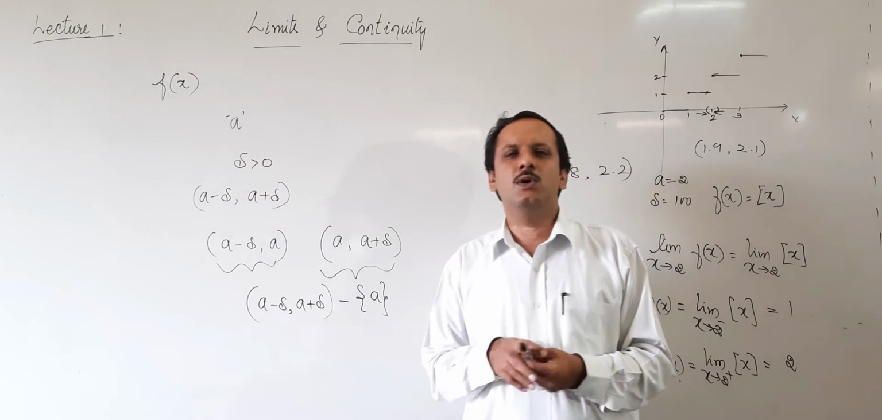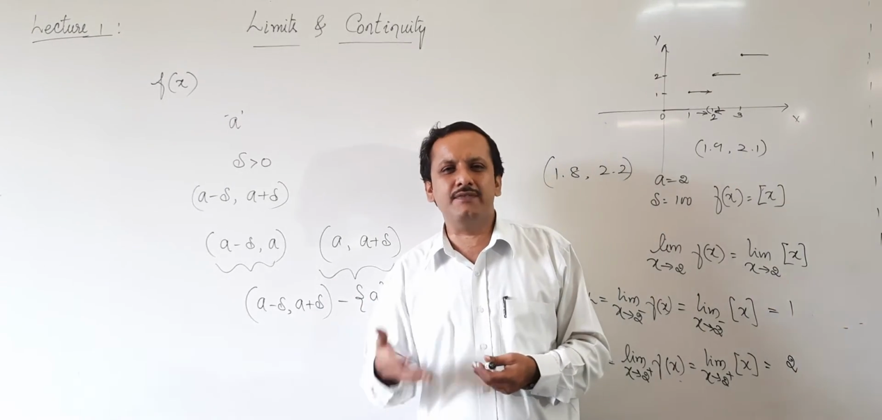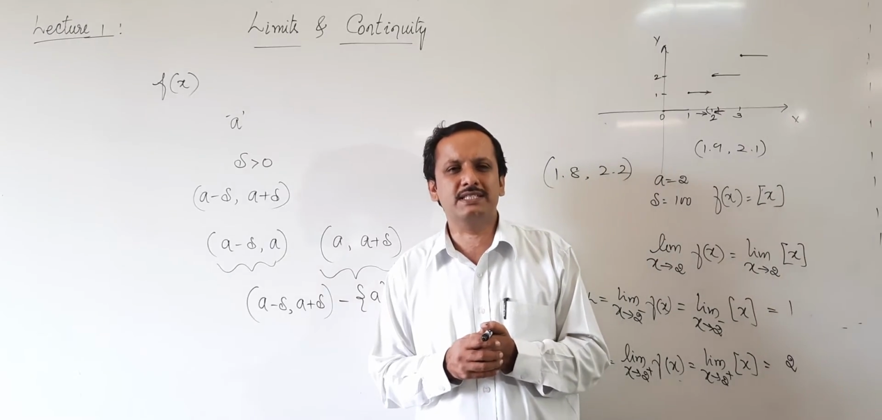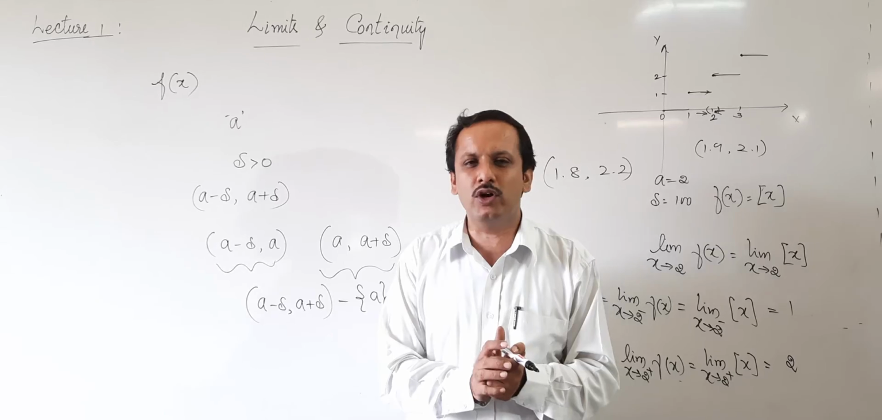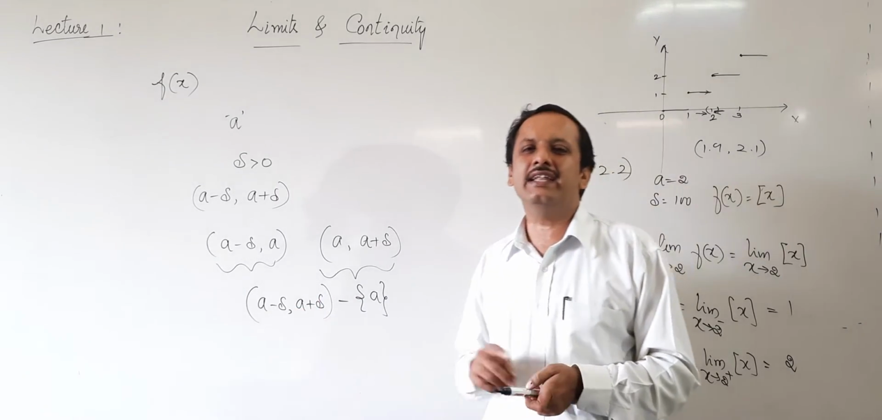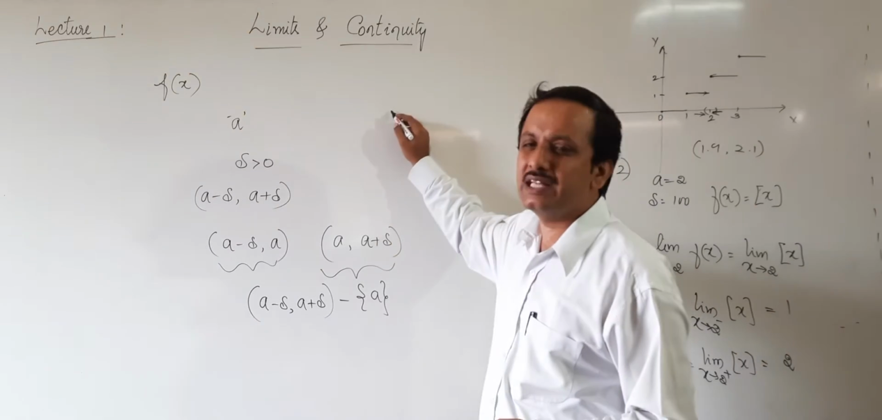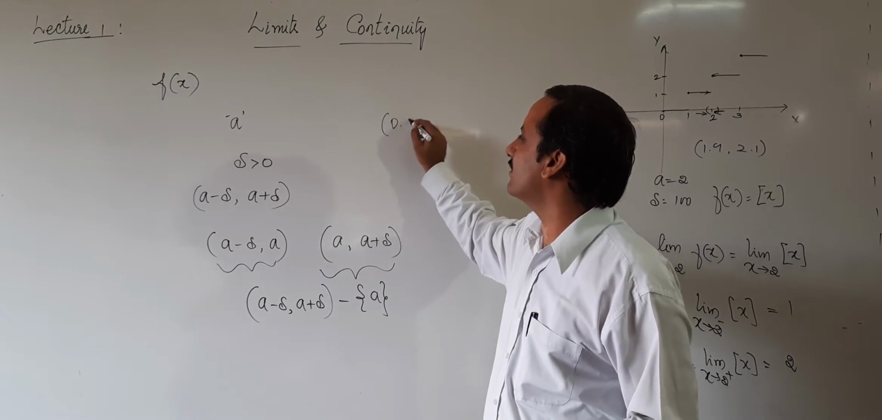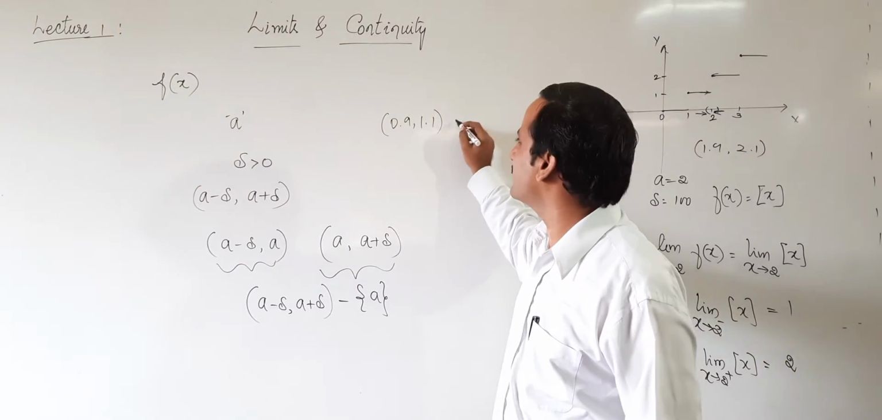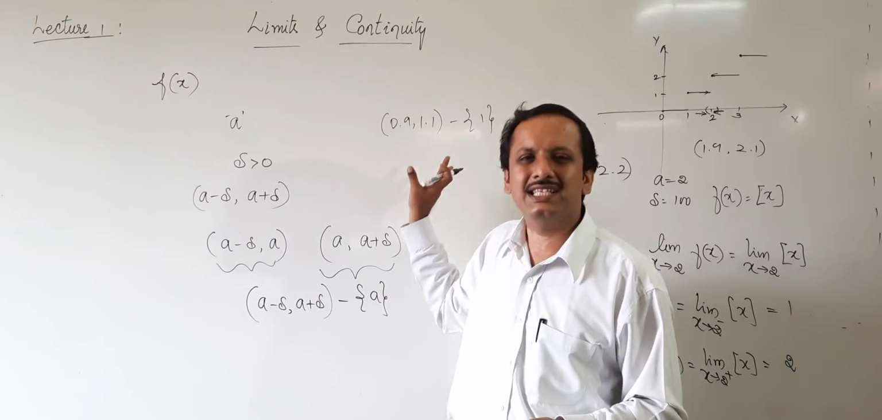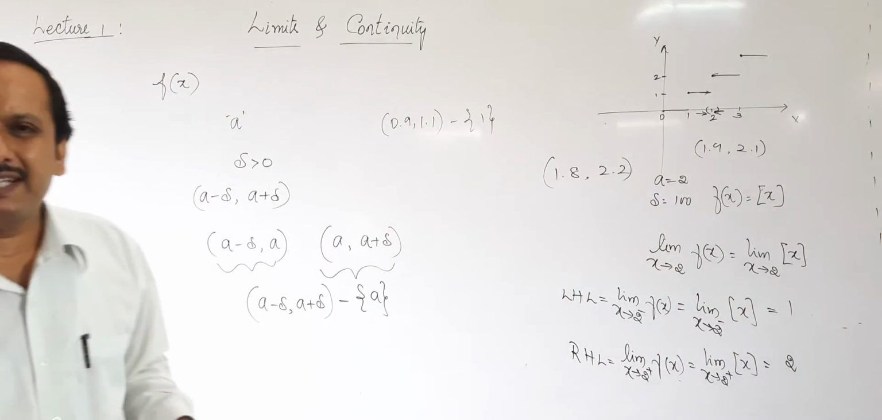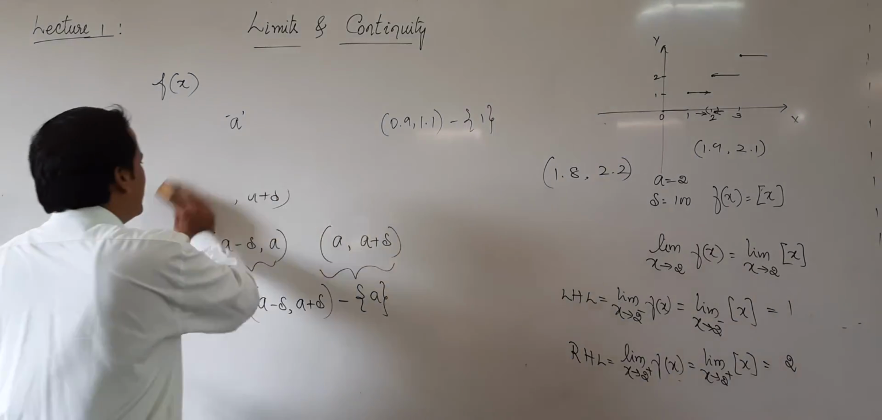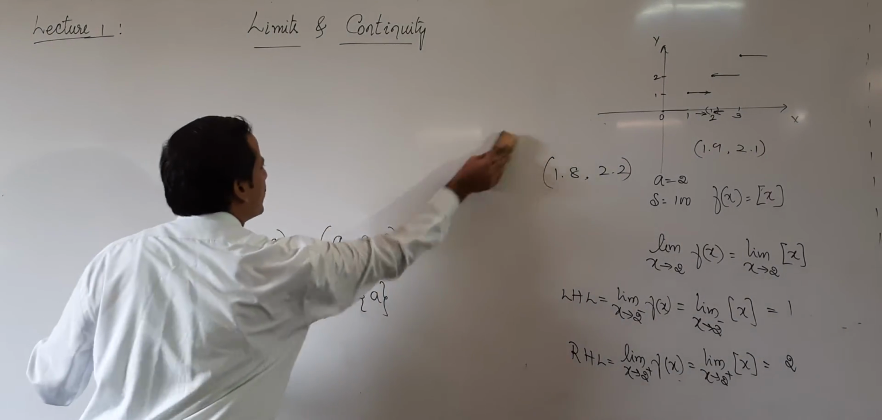Even though it is not necessary for the function to be defined at a particular point for the existence of the limit, it should be defined in the neighborhood of A, in the deleted neighborhood of A. See, that function x square minus 1 by x minus 1 is defined in this interval 0.9, 1.1 minus 1. If I consider this interval, there it is defined. So these are the basic things which we already know. Now let us discuss some of the properties of limits.